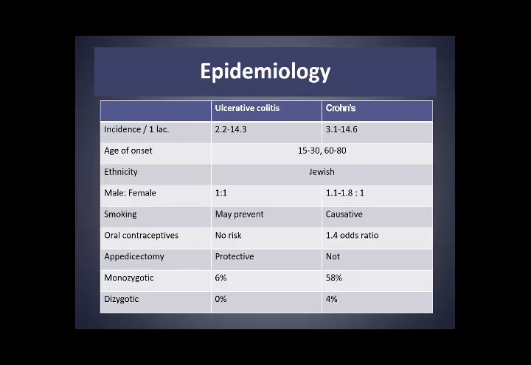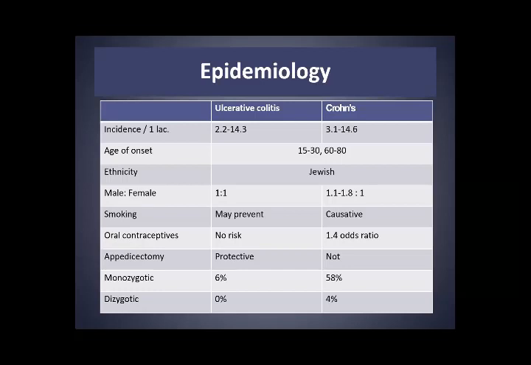But for ulcerative colitis, there are a few studies which say smoking is not a causative factor. But for Crohn's, yes, people who smoke have a high risk of getting Crohn's disease rather than ulcerative colitis. Oral contraceptives, yes, Crohn's disease has some hormonal etiology.